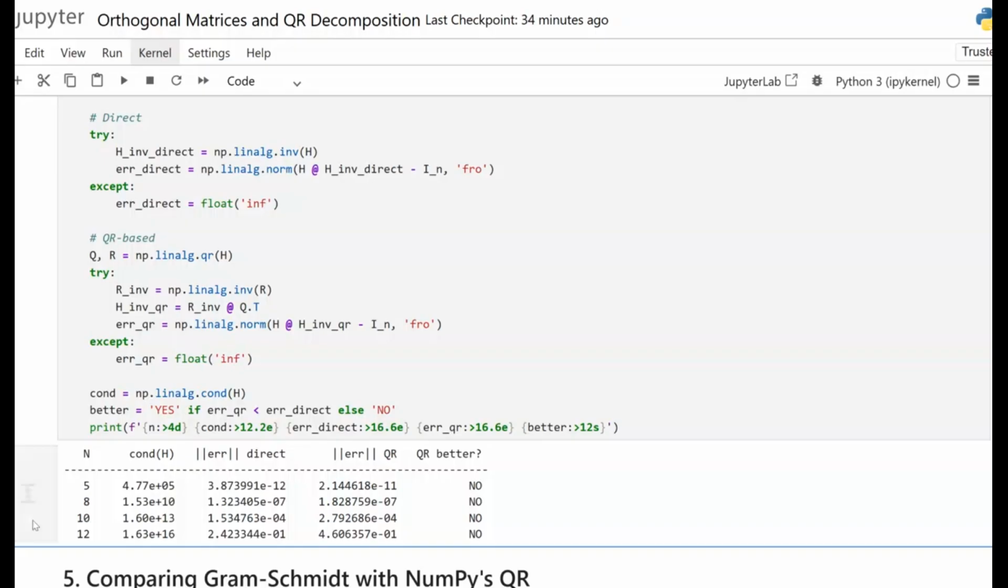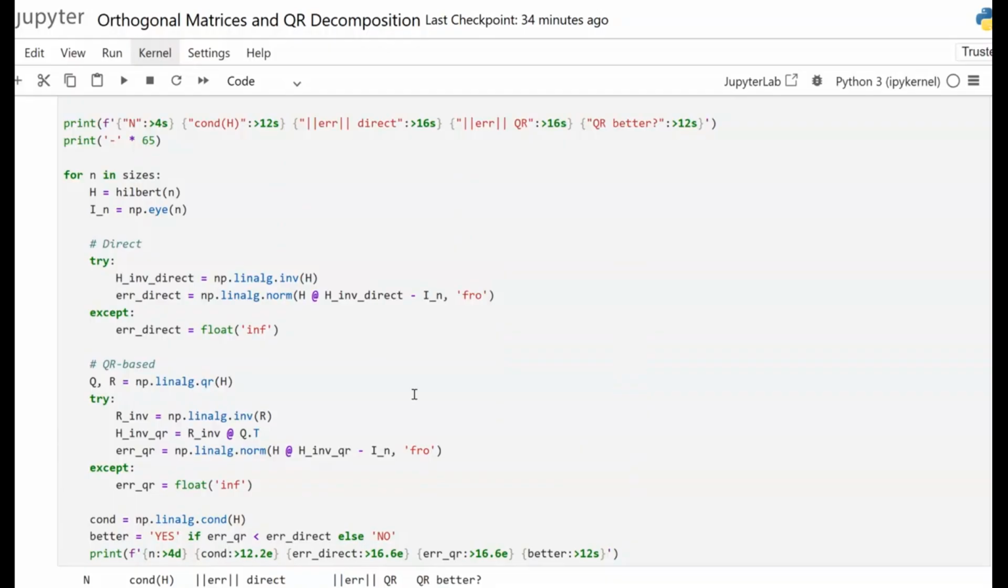Both fail badly, and kindly see here at n equal to 12, the condition number is 10 to the power of 16. And here kindly observe, both have the error towards the same. So this exact code demonstrates Hilbert matrices are numerically challenging. Inversion amplifies instability. QR-based approaches are generally more stable, however, avoiding explicit inversion entirely is the real best practice.